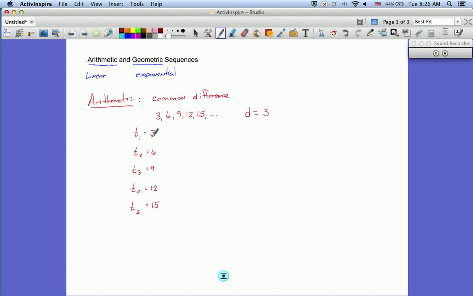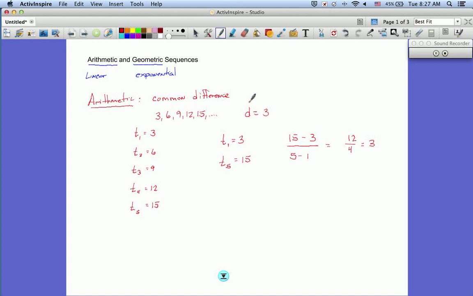What if you don't have consecutive terms? Maybe somebody's being tricky and they want to give you the first term and the fifth term. Well, that's not a problem. If you know the first term is 3 and you know the fifth term is 15, you can still find what the difference between consecutive terms is, because you know the difference between the fifth term and the first term occurred over a span of 4 terms, which means the difference between consecutive terms is 3, just like we set up here.